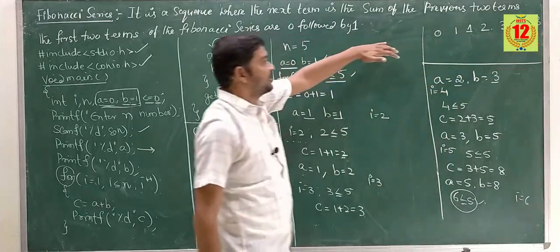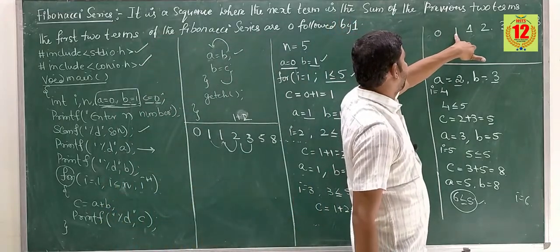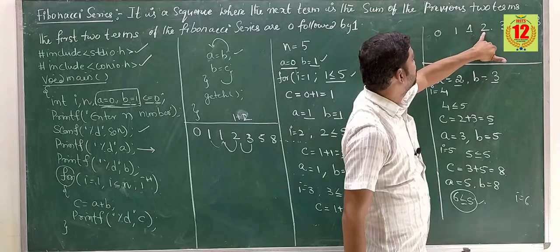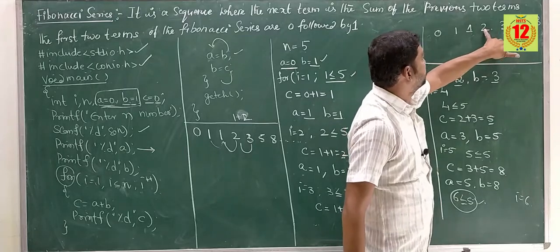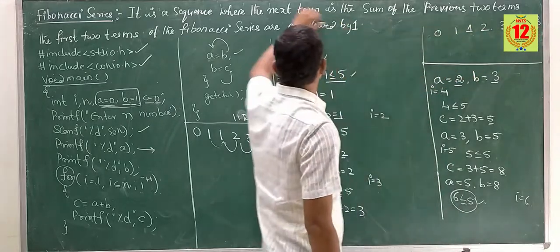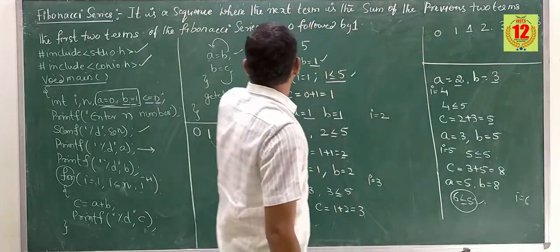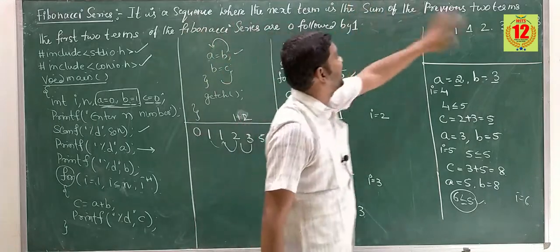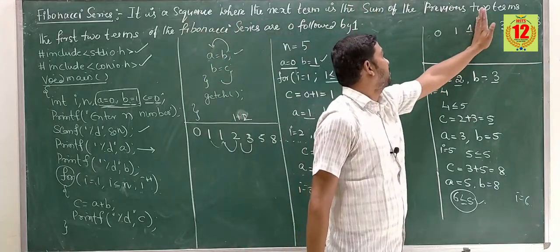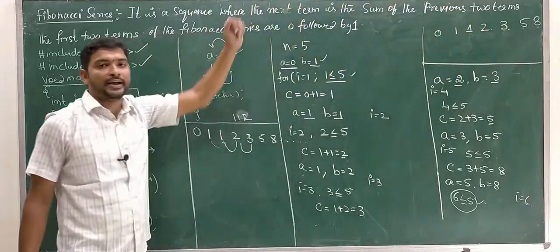This is called the Fibonacci series. Now here we are also using 0 plus 1, 1; 1 plus 1, 2; 2 plus 1, 3; 2 plus 3, 5; 3 plus 5, 8. So it means the sum of the previous two terms followed by the sequence of the next term. So the sum of the previous numbers is equal to the next number. So this is called a Fibonacci series.